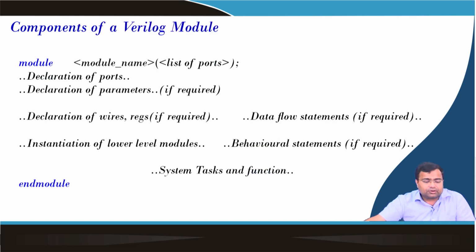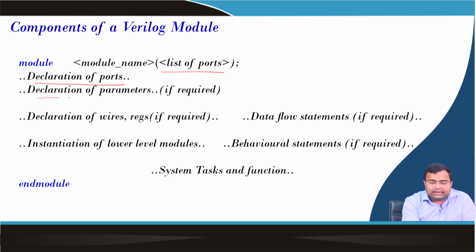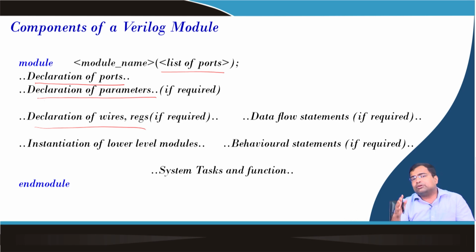This is not correct. Components of a Verilog module: module name, list of ports, declaration of ports whether input or output, then declaration of parameters if required. That means sometimes for a controller you need to specify Kp, Ki, Kd values. Then declaration of wires, because there are some intermediate interconnections which are not connected to the input or output port. So, we have to declare which are wires or which are registers, and then we have to instantiate lower level modules, like in a PID controller we can separately have a Kp block and other blocks, or in a full adder we are instantiating a half adder.